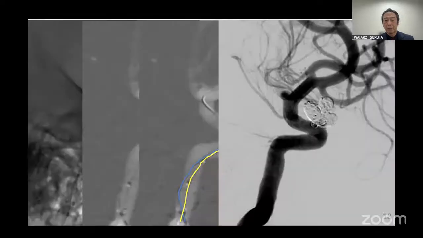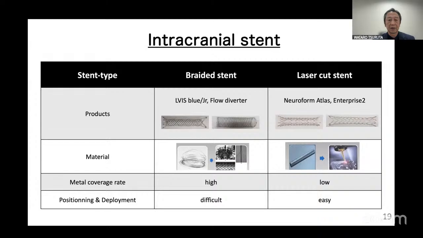So the most important benefit of double catheter technique is we can decide to detach the first coil or not after two coils insertion. This is a very important thing.